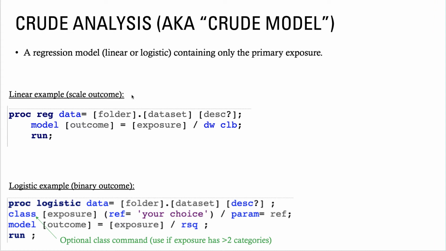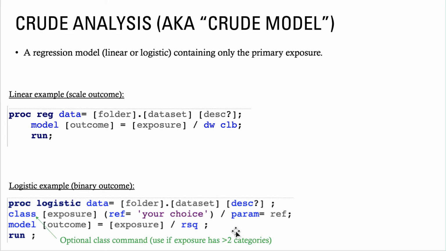Here's what a linear crude regression model would look like in SAS if we had a scale level outcome. Notice there's just the one exposure. Here is what a logistic crude regression model would look like if we had a binary outcome. And note that we have this optional class statement. The purpose of this statement is to set a reference category if we had any exposure variables that had over 2 categories.